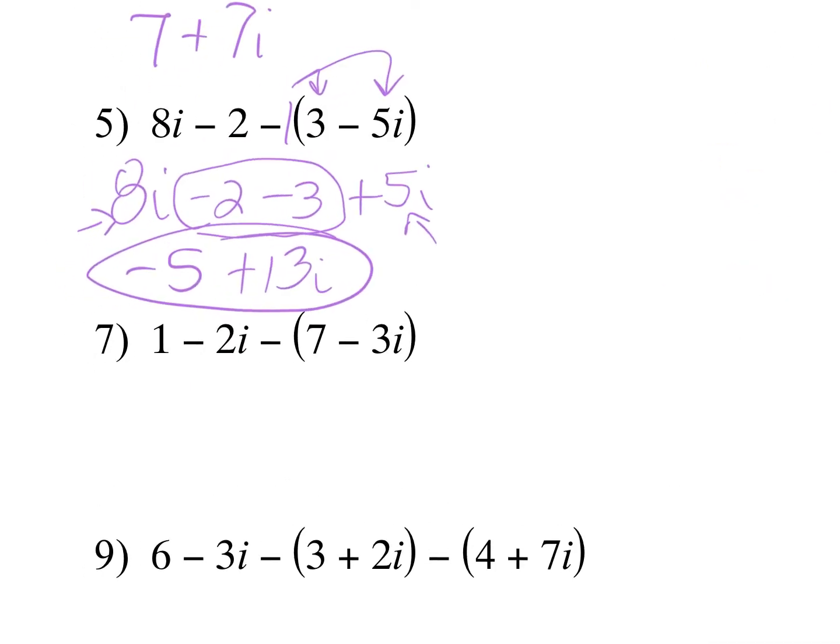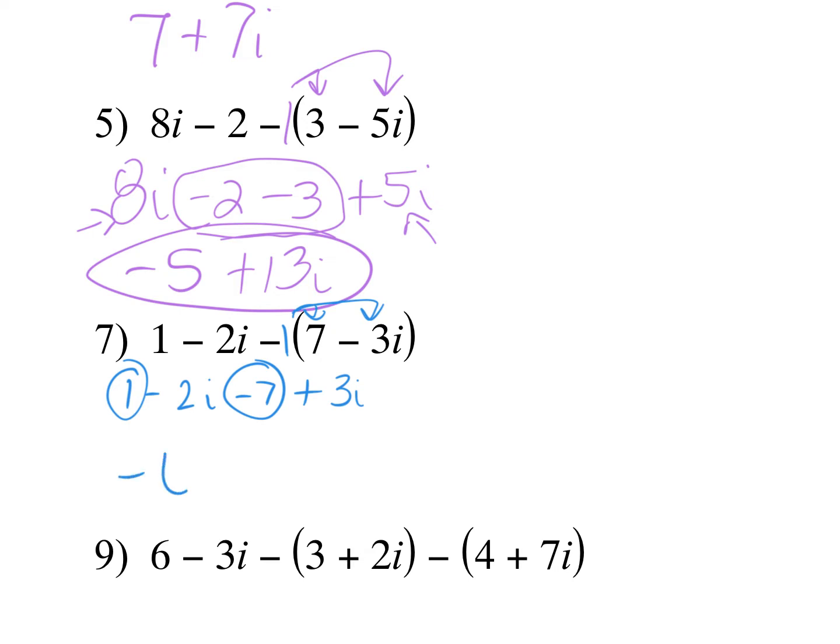And number 7, before you guys start combining stuff, what should we do with that negative sign? We should distribute it. Draw arrows. Remind yourself, 1 minus 2i minus 7 plus 3i. What's 1, which is real, minus 7? -6, good. And then -2i plus 3i is just plus i. Good.